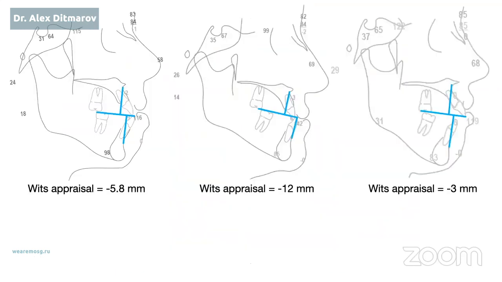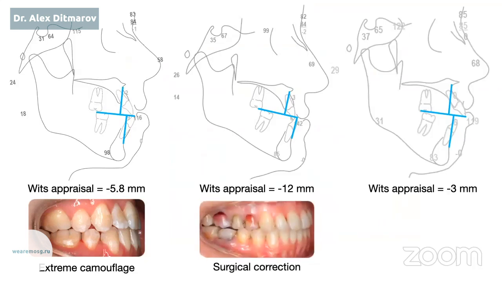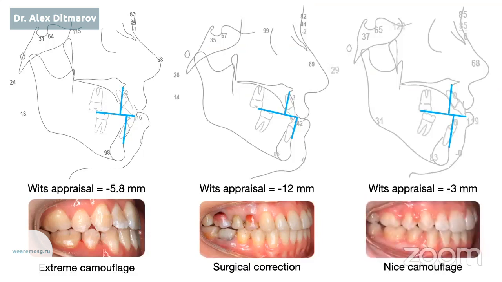So we just looked at 3 cases. The first case had a width appraisal of -5.8 millimeters. It was an extreme dental camouflage. The second case had width appraisal of -12 millimeters. It had a nice surgical outcome. And also we had a case with width appraisal -3 millimeters. And this case had a nice dental camouflage.